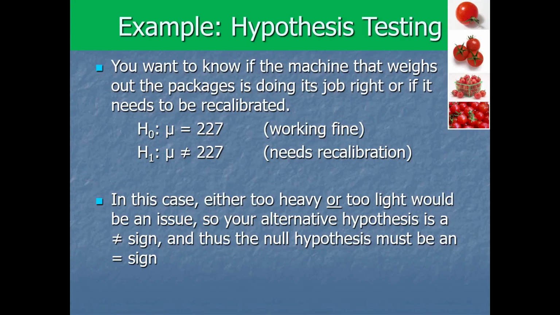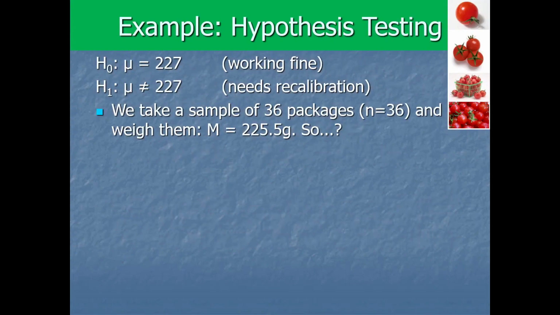All right, so we've got our hypotheses, but then to actually test it, we need to take a sample of packages coming off the line. How big of a sample? Well, let's just say we choose to weigh out 36 packages. That'll be our sample, size 36 sample. So we take a sample of 36 packages, n equals 36, and we weigh them. And our sample mean M in that sample might be, let's say, 225.5 grams. So is that evidence that we should shut down the machine and recalibrate things? I don't know. We need to run a statistical test to find out.